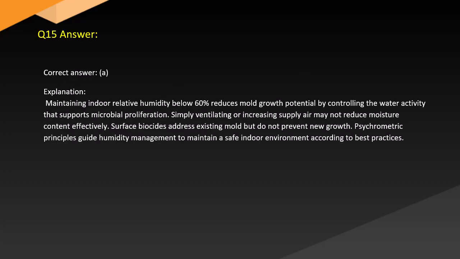Answer. Correct answer: A. Explanation. Maintaining indoor relative humidity below 60% reduces mold growth potential by controlling the water activity that supports microbial proliferation. Simply ventilating or increasing supply air may not reduce moisture content effectively. Surface biocides address existing mold but do not prevent new growth. Psychrometric principles guide humidity management to maintain a safe indoor environment according to best practices.